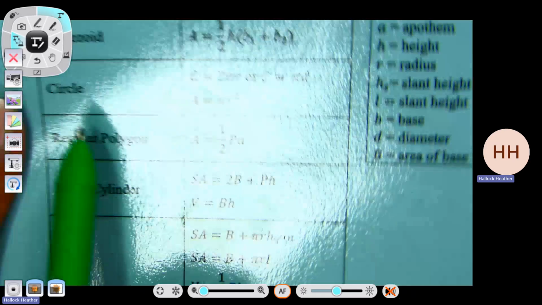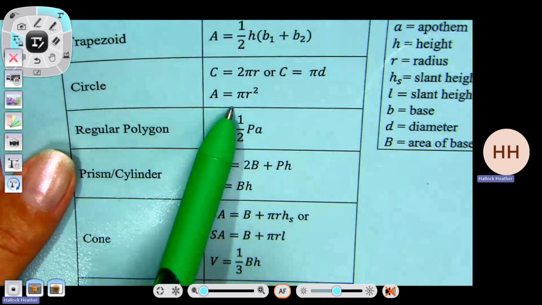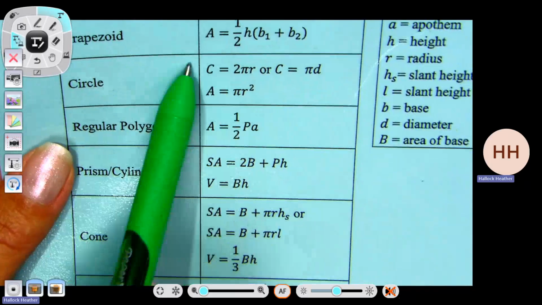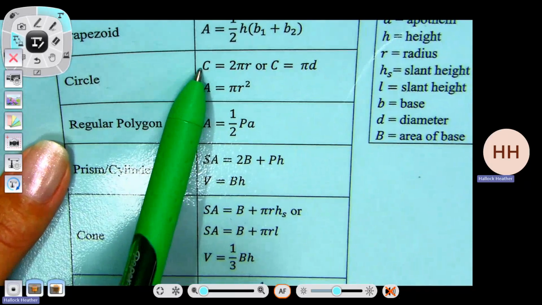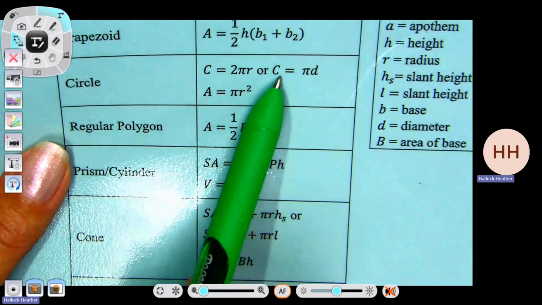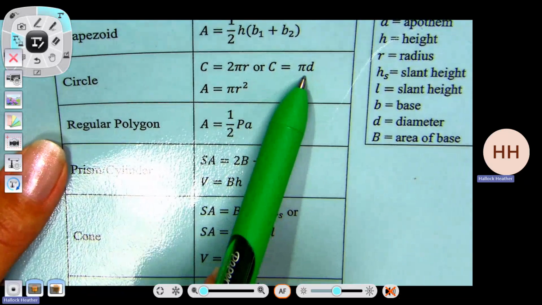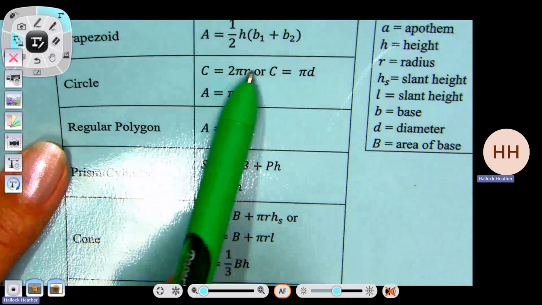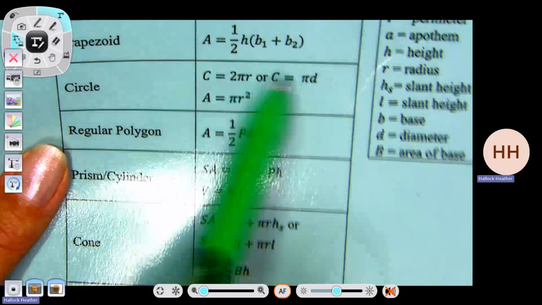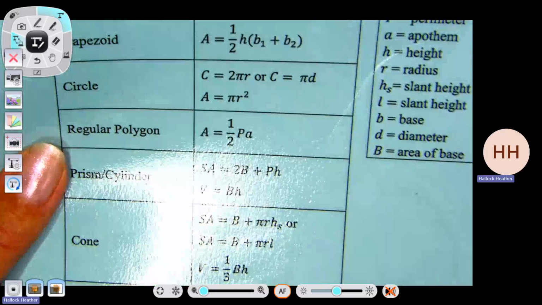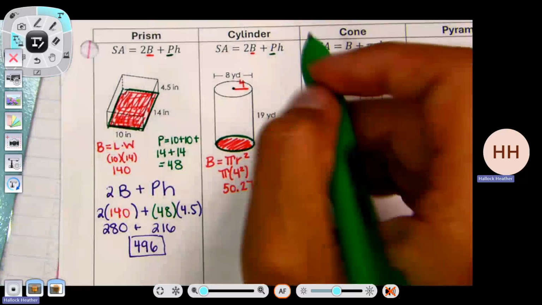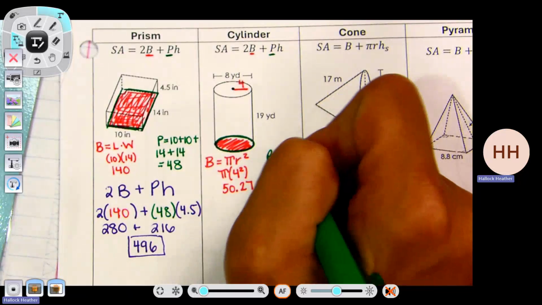So let me look at the circle. Circle has formulas. We have area, which we use for B. We have circumference, which means the outside of the circle. So you have one of 2 options. You have 2 pi r, or you have pi times diameter. Either one is correct. I always tend to use this one because I think if I change it, it confuses people. So I'm going to say 2 pi r, but you can use pi d. That's fine.